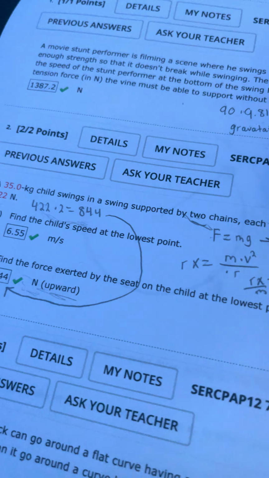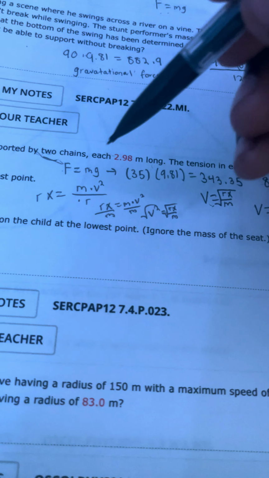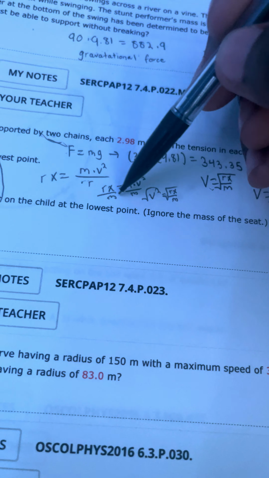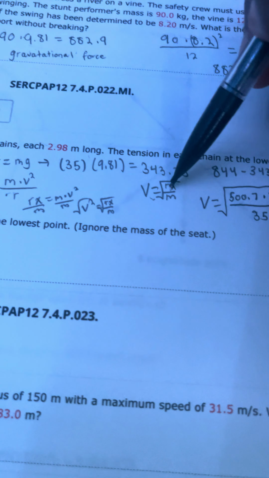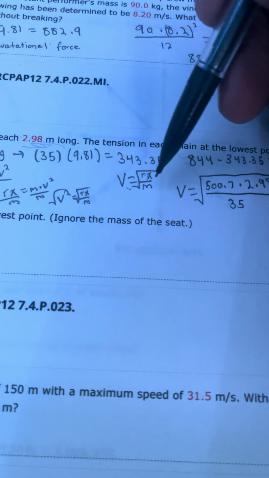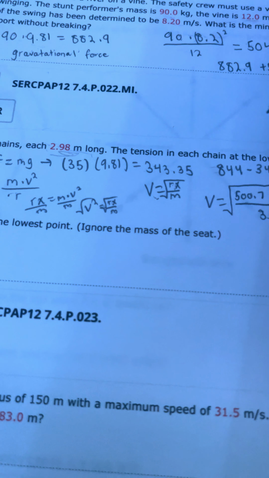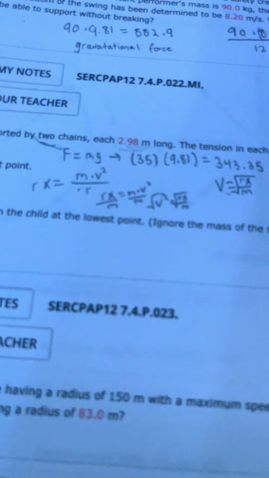Since we don't know the speed, we have to rearrange the centripetal force equation. Since we already know what the total tension force was, we can rearrange the equation to find that the speed equals the length of the chain times the total tension force divided by the mass of the child, and then all of that will be square rooted.